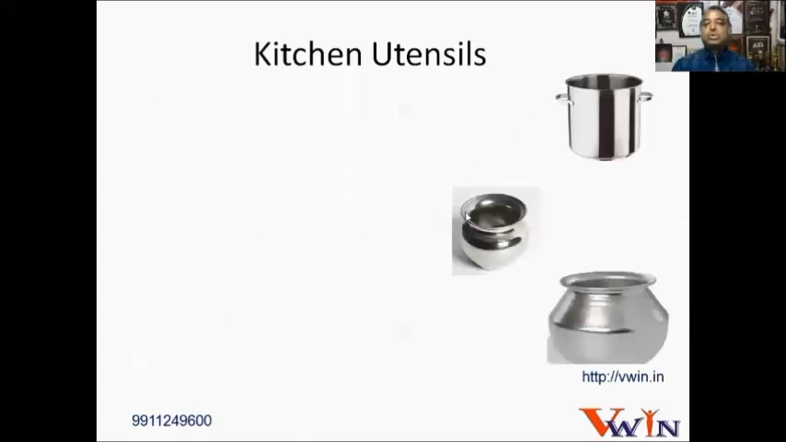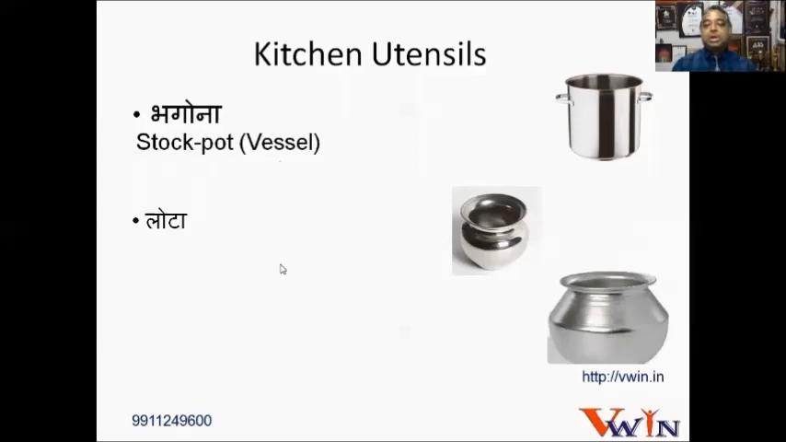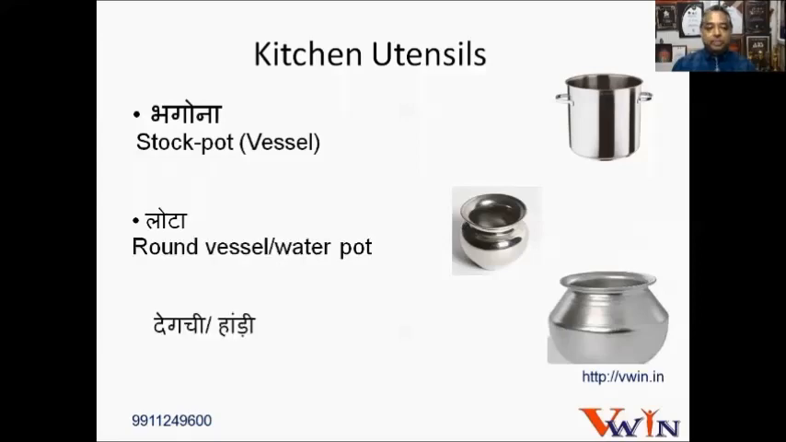Now here what you see, all these three are actually vessels, right? And the first one, bhagona. Bhagona is known as stock pot. It is also a kind of vessel. Then lota, round vessel or water pot. Dekchi या हांडी जो बड़े होते हैं साइज में, they are known as cauldron.